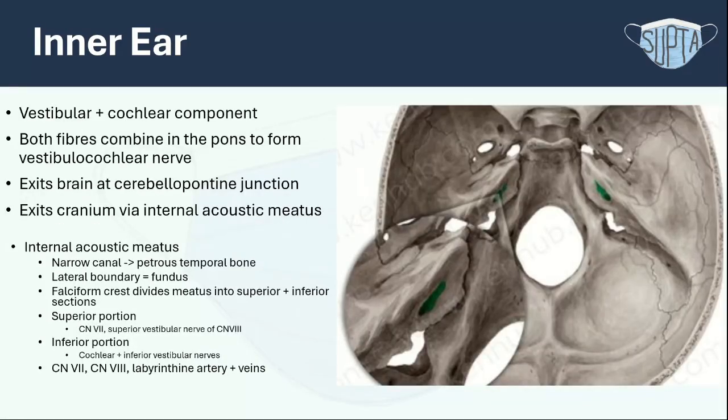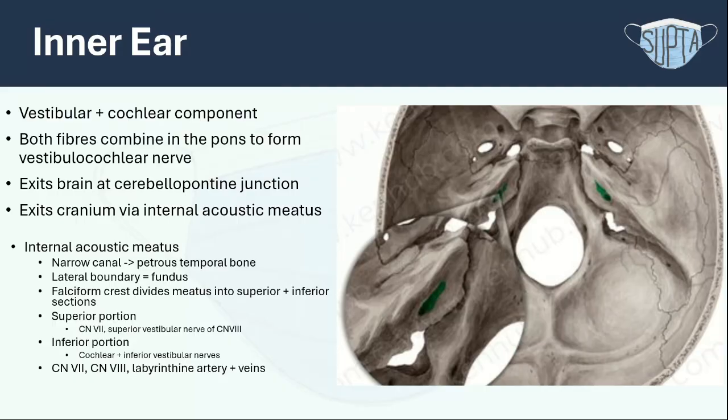And then the vestibular and cochlear component basically of the nerve. So both fibers combine in the pons to form the vestibulocochlear nerve. This journeys through, exits the brain at the cerebellopontine junction and exits the cranium via the internal acoustic meatus. This is a narrow canal formed in the petrous temporal bone.